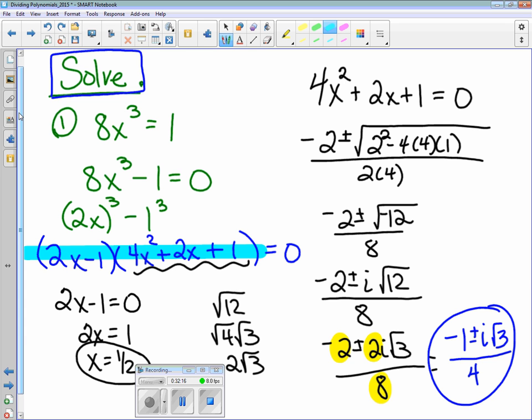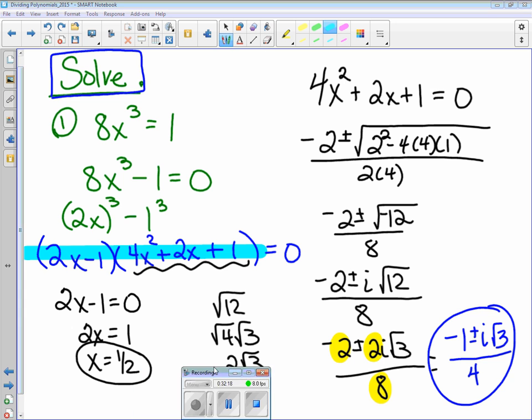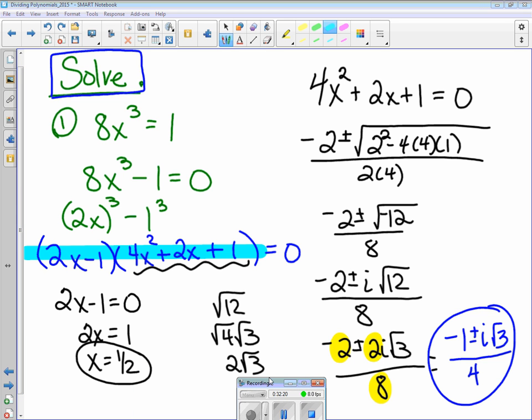How many of these solutions are going to show up on the graph? Only one. Because this one that I'm highlighting in yellow here is the only real one. So it's the only one that shows up. When you have i's involved, they don't show up on the graph.